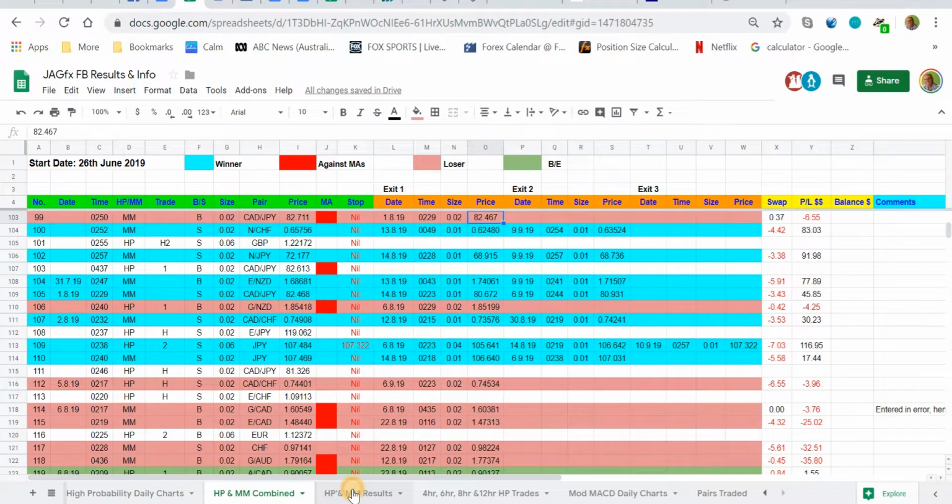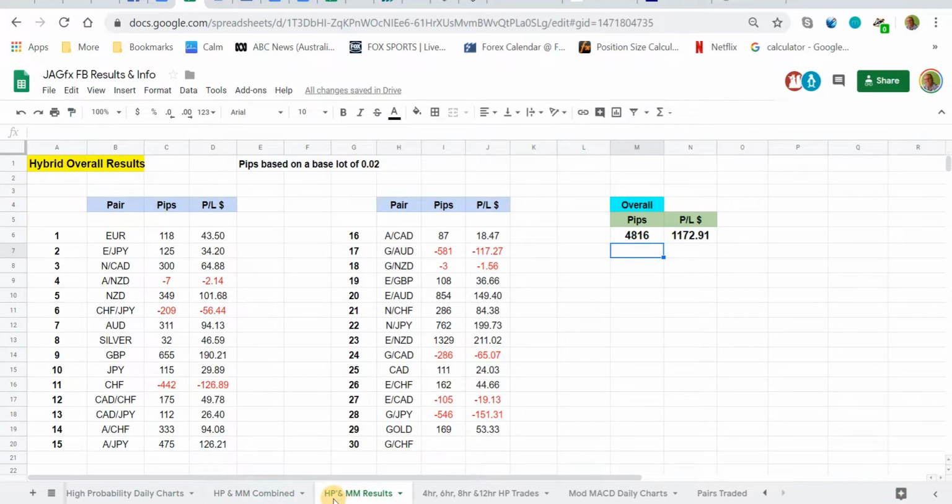And I just combine all the results to this other sheet here, high probability and mod MACD results combined. So each pair is labelled, 30 pairs I'm trading, how many pips I've got on each so far, and how much profit, all based on a base lot of 0.02. So if I had 100 pips profit on a partial trade of 0.01, I would halve that, and that'd be 50 pips based on a 0.02. Here's the pips total to date, which is really not that relevant, but the profit loss to date. So that's not too bad.